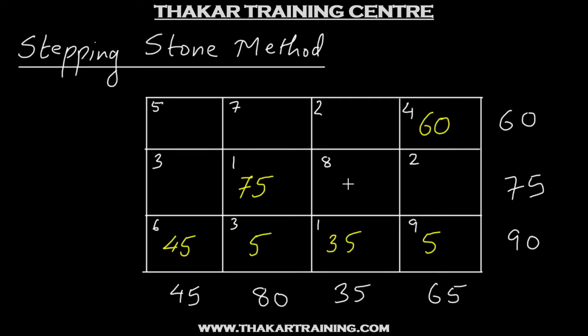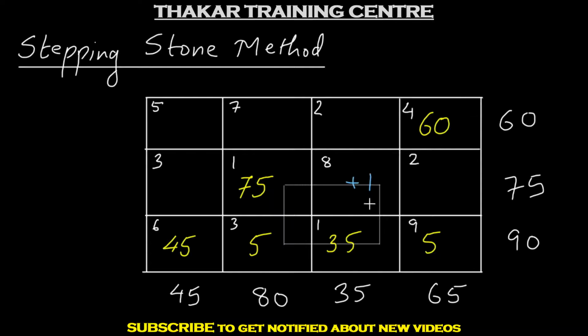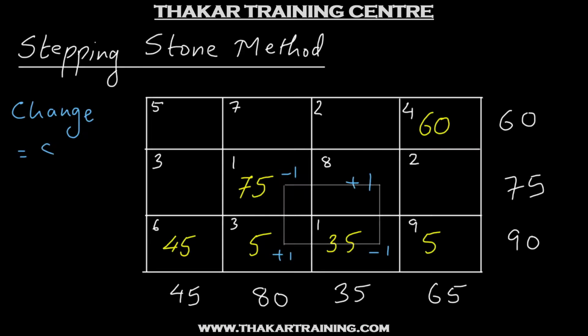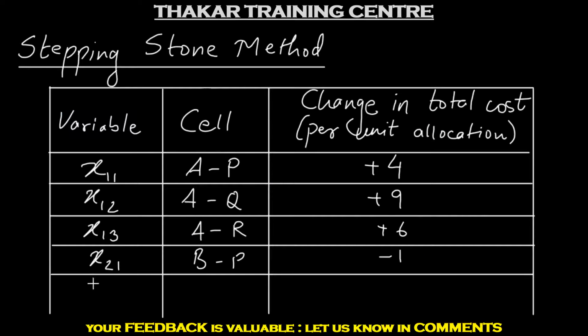Now we look at this cell. We add plus 1 to this. This is a loop. So this is minus 1, plus 1, minus 1. And the change in total transportation cost will be, we have 1 unit added at the rate of 8. So that will be plus 8. 1 unit reduced at the rate of 1. So that is minus 1. 1 unit added at the rate of 3. So that is plus 3. And 1 unit reduced at the rate of 1. So that is minus 1. So this is 8 plus 3, 11, minus 2, 9. So the total change is 9. The variable is x23 and the cell is source B to destination R. We note the same over here.